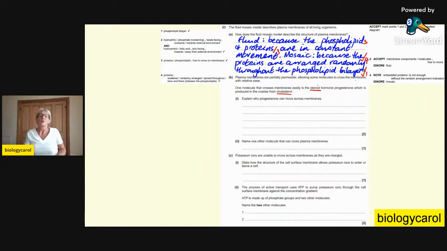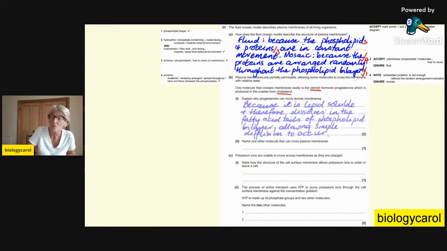You had to learn about 3 different types of lipid. You needed to learn about triglycerides, which are your kitchen fats and oils. You had to learn about phospholipids, which are obviously those molecules that make up cell membranes. And you also have to know about the group of steroids. All of these are lipids, and therefore by definition they are all lipid soluble. So if it's a steroid hormone, it is lipid soluble. So explain why progesterone can move across membranes.